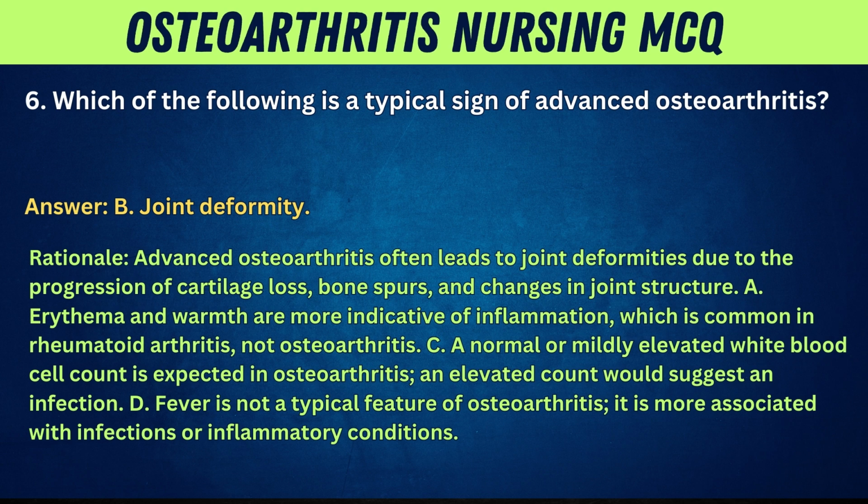joint structure. A. Erythema and warmth are more indicative of inflammation, which is common in rheumatoid arthritis, not osteoarthritis. C. A normal or mildly elevated white blood cell count is expected in osteoarthritis. An elevated count would suggest an infection.